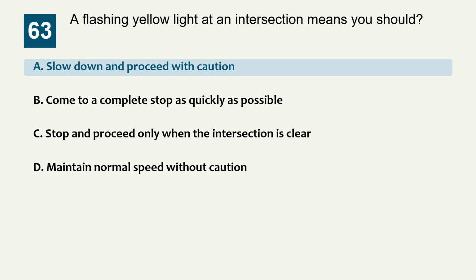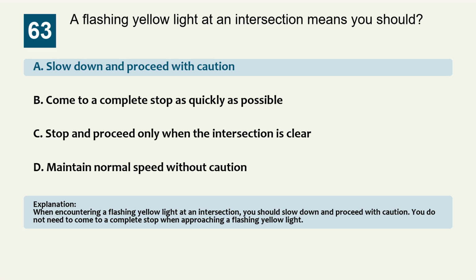The correct answer is option A. Slow down and proceed with caution. When encountering a flashing yellow light at an intersection, you should slow down and proceed with caution. You do not need to come to a complete stop when approaching a flashing yellow light.